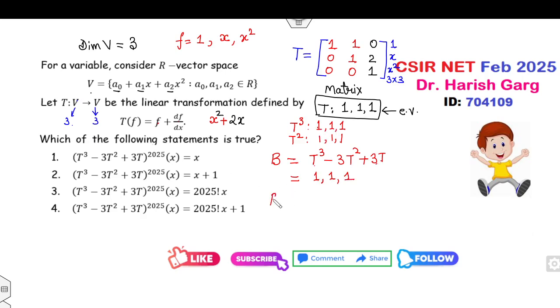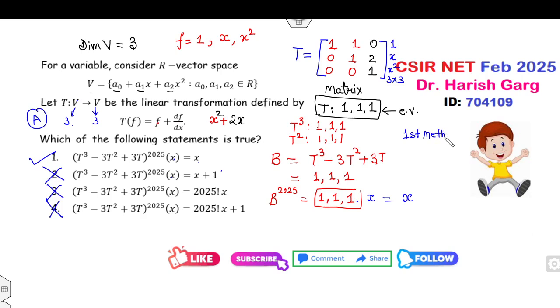And then what is the eigenvalue of T raised to the power 2025, which is also 1, 1 and 1. So clearly, if you multiply this by the element x, your answer is always x. So x plus 1 can never be true, and the factorial option can never be true. So only option A is the right answer of the problem. This is the first method for how you can solve this problem with the help of eigenvalues.